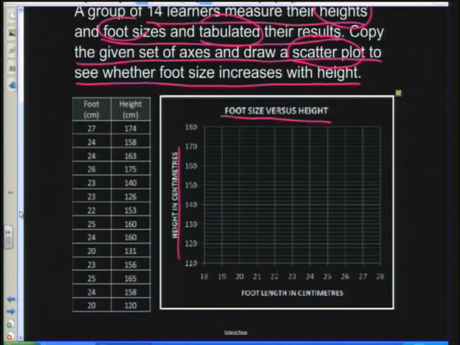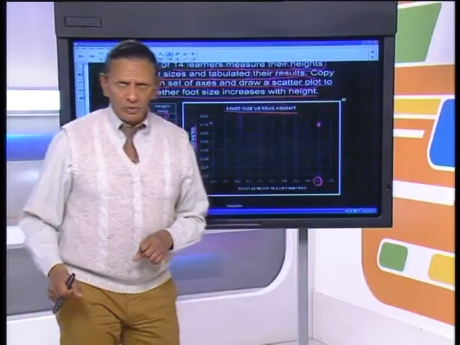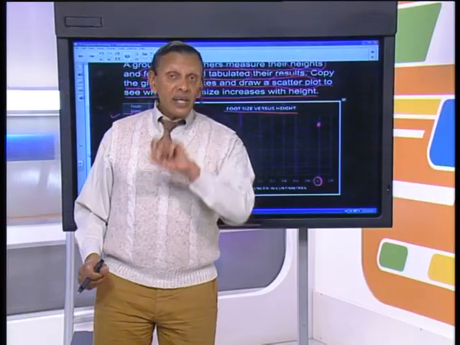I can do maybe one example with you. For instance, foot size is 27, so it's there, 27, and the height is 174. 174 is roughly there. So where do they meet? The two points meet there. So that will be the dot for the first one. Is it clear, guys? And that's how you must do the rest of them. I'm sure you'll be able to do that. Then there's a third one.